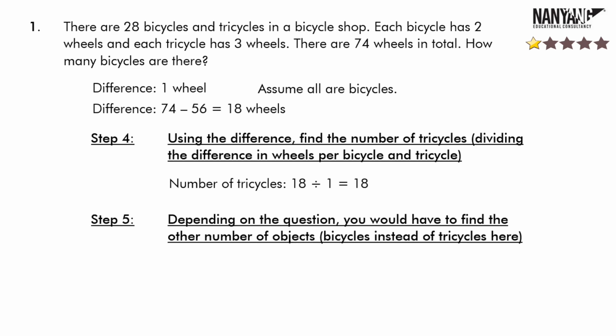Now, depending on the question, we will have to find the other number of objects. Because we found tricycles already, now we can easily find the number of bicycles, which would be just the total 28 minus number of tricycles, 18. That will give us 10. So there were 10 bicycles.